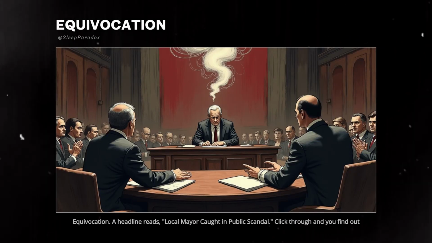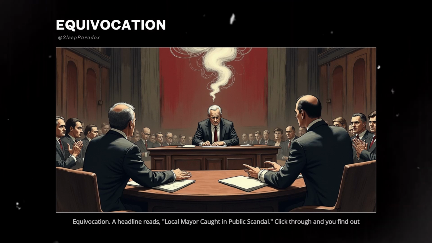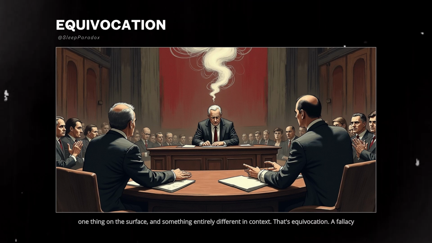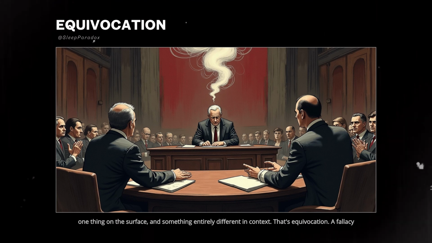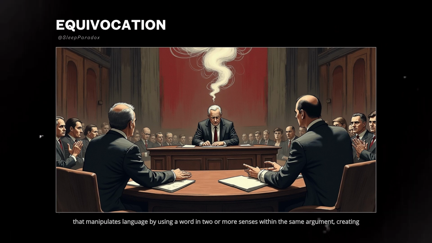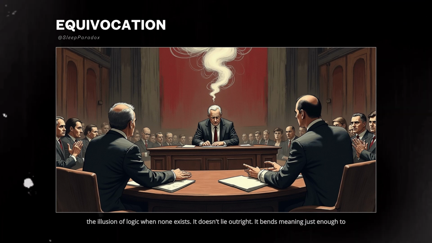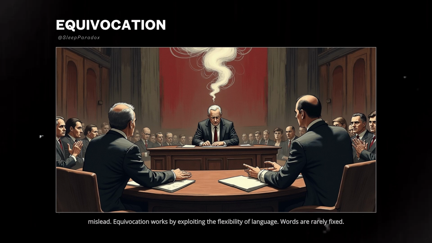Equivocation. A headline reads, "Local mayor caught in public scandal." Click through, and you find out he received a parking ticket. Technically true, but not what anyone thought. The word scandal meant one thing on the surface, and something entirely different in context. That's equivocation, a fallacy that manipulates language by using a word in two or more senses within the same argument, creating the illusion of logic where none exists. It doesn't lie outright. It bends meaning just enough to mislead.